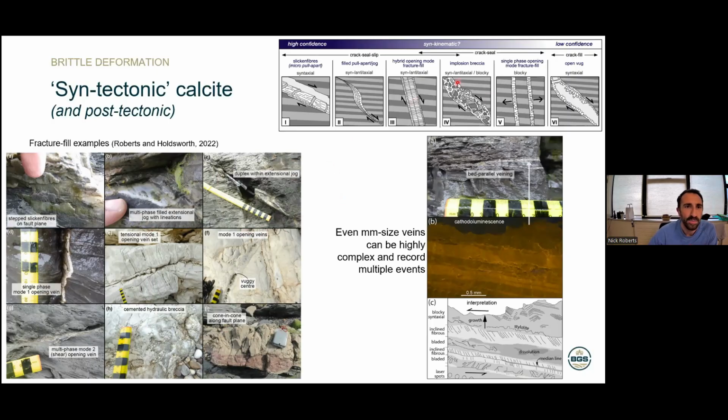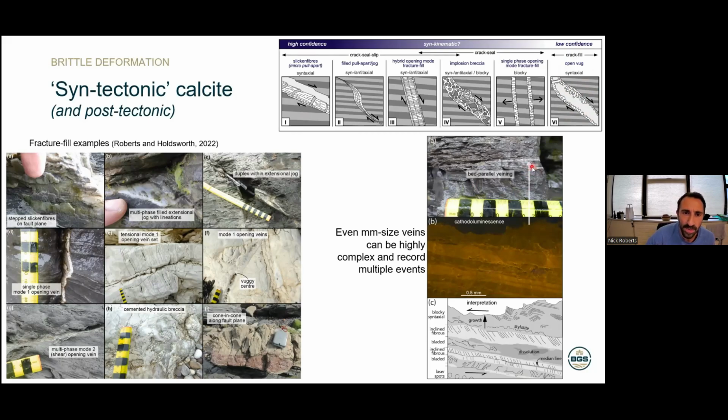I put this diagram together to give some examples of the types of vein fields in which we see calcite form. The idea is that on the left, when we have these kinds of features, we can link them to fault movement quite confidently. When we have features like open voids, we can link them to fault movement only with low confidence, because the fluid flow that's precipitating this calcite could have come along much younger than when this fracture opened, or before. And I put this diagram on the bottom right to demonstrate that even small, fairly innocuous-looking veins can be highly complex.